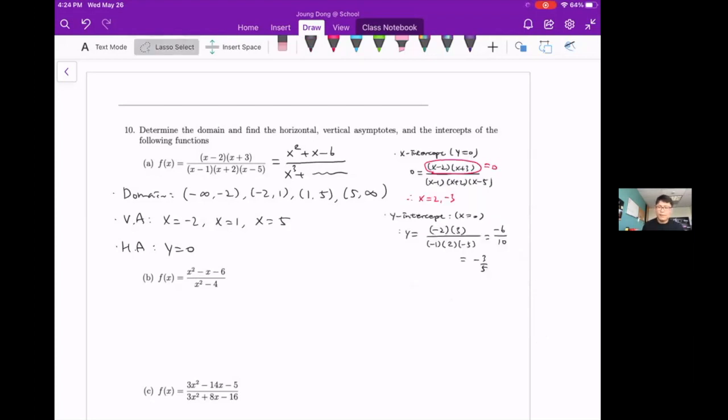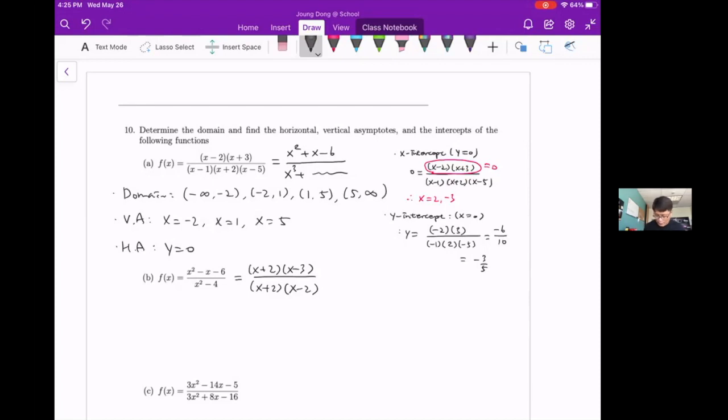What about part B? We will do the same thing. Factor your numerator and denominator. That is the first step. But keep in mind, we are not going to cancel out. You have to keep every single factor. Your function is (x plus 2)(x minus 3) over (x plus 2)(x minus 2). Look at that: x plus 2 is in your numerator and denominator. It's really tempting to cancel, but don't do that. That is very important. Just keep everything in your function.